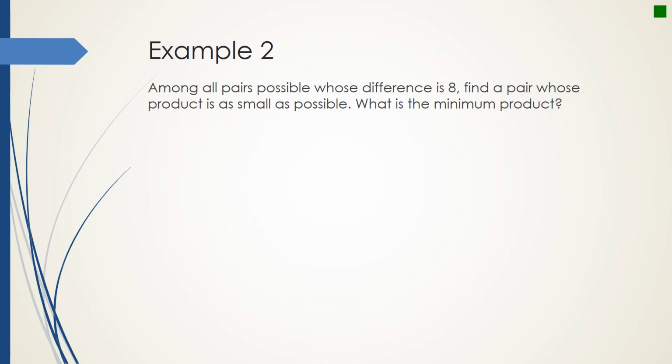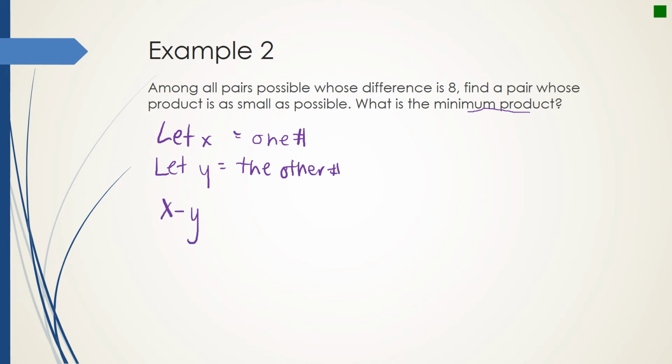For our next example, we're going to look at pairs that are possible whose difference is 8, and their product is as small as possible, so that we can find that very minimum product. So we're going to let x equal one number, and we're going to let y equal the other number. And so their difference, x minus y, is going to equal 8.